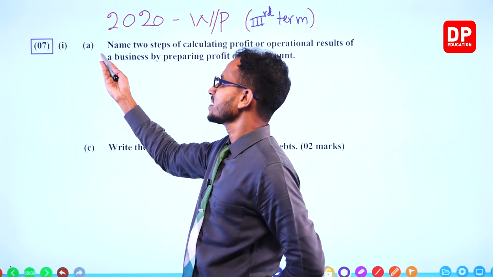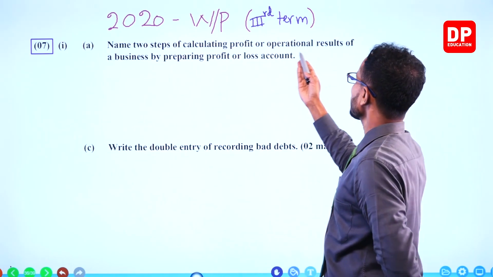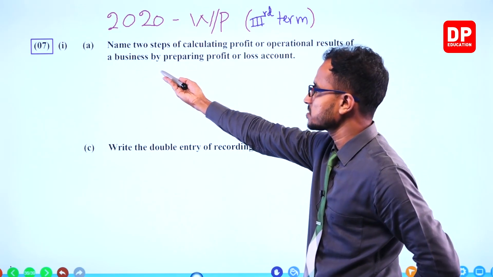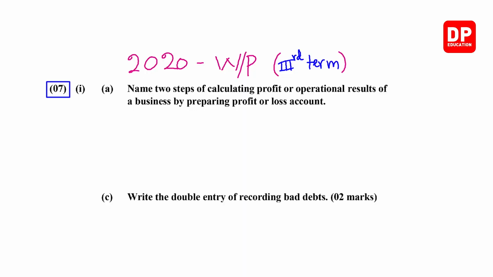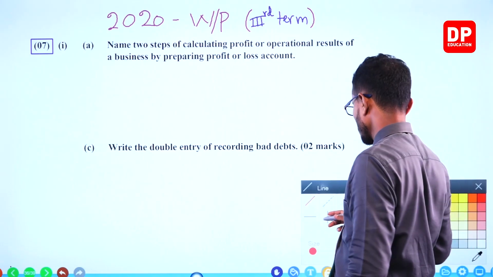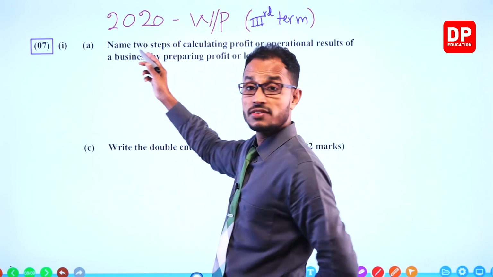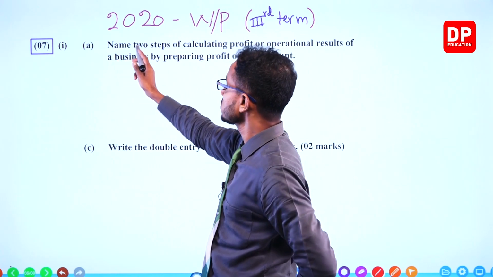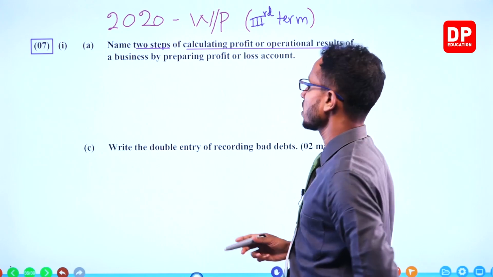First part, Roman number 1. Name 2 steps of calculating profit or operational results of a business by preparing a profit or loss account. Name 2 steps of calculating profits or operational results. What are they asking here? Can you figure it out? Two steps of calculating profit or operational results.